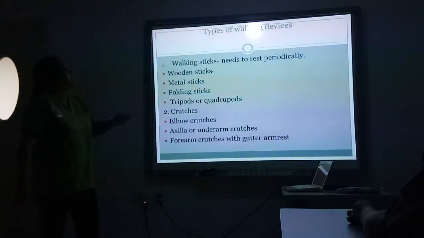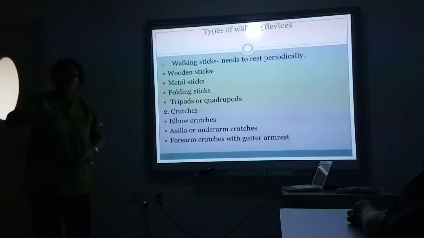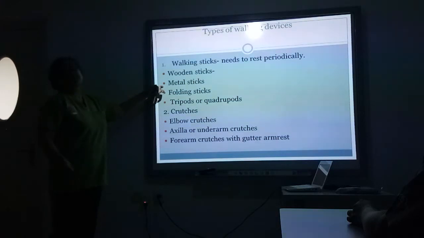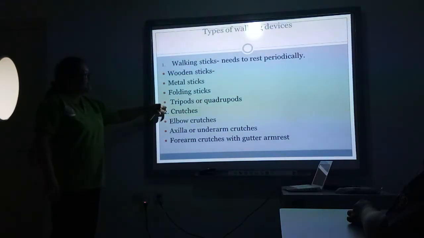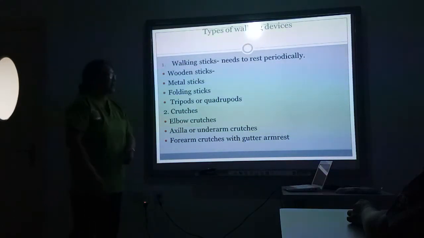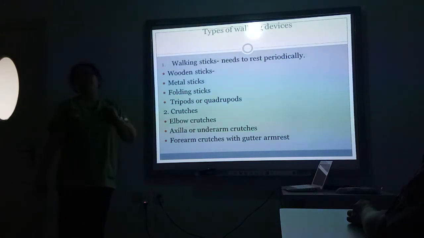Next, the types of walking device we have. Walking stick, very common. We have the wooden. Nakikita mo sa province, they use wooden stick. Metal sticks. We have the folding sticks. It's also a stick, but it can be folded. Tripods. Okay, this is the stick na there's three na parang paa. Okay? Quadrupeds, apat. Okay? Crutches.